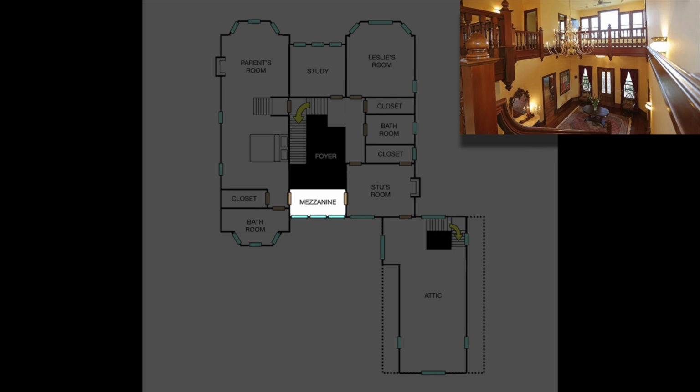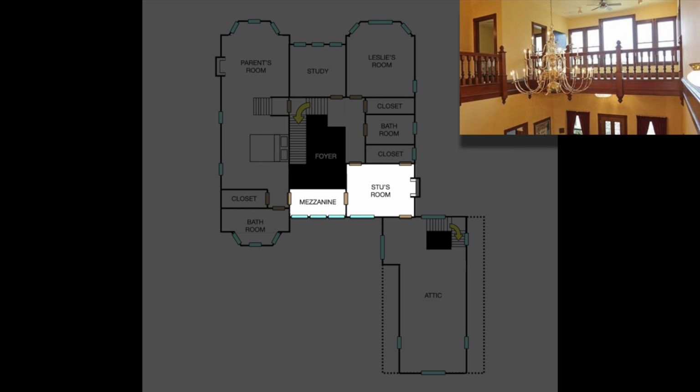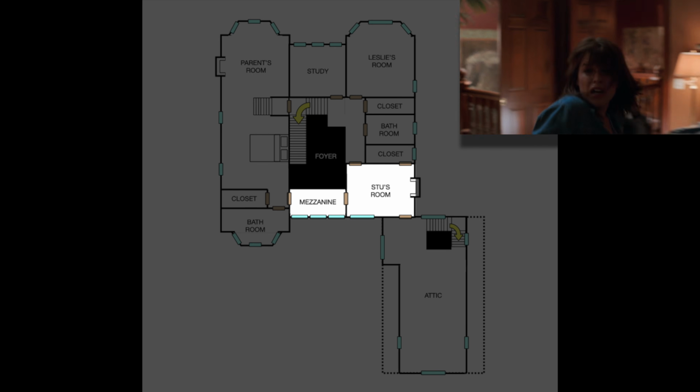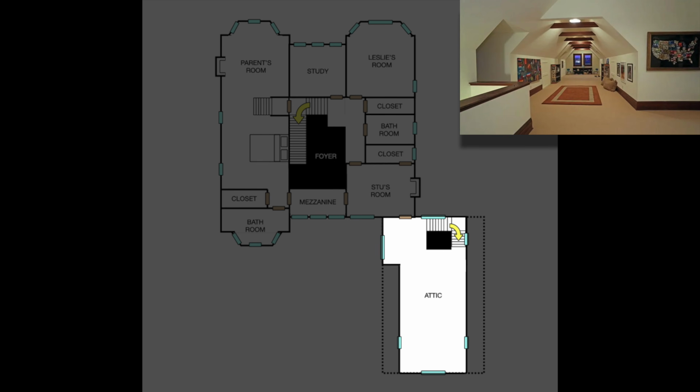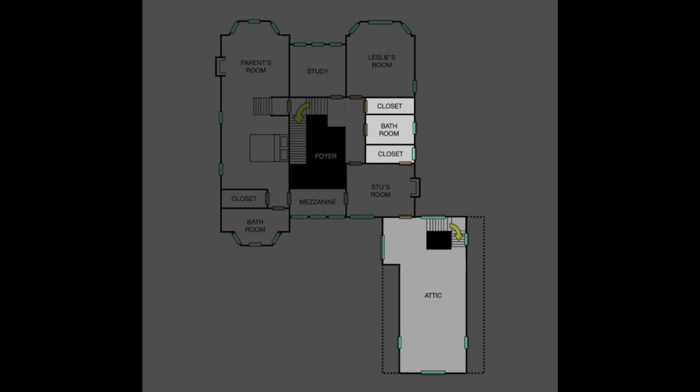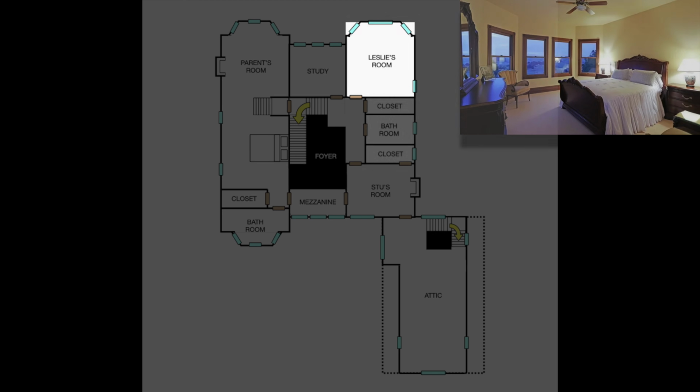There's also another door to the master bedroom which comes out onto a mezzanine here, which connects to Stu's room. From Stu's room, there's also the access to the attic, which is where the staircase leads to from downstairs in the laundry room. We've also got some closets, a bathroom, another bedroom in the back, which, knowing now that Stu has a sister, Leslie, we can just say that that's her bedroom.